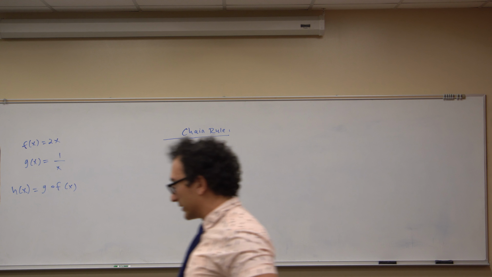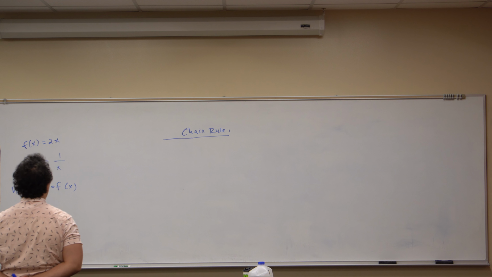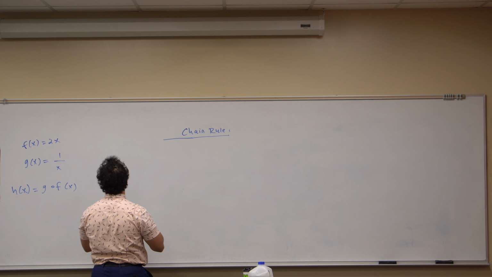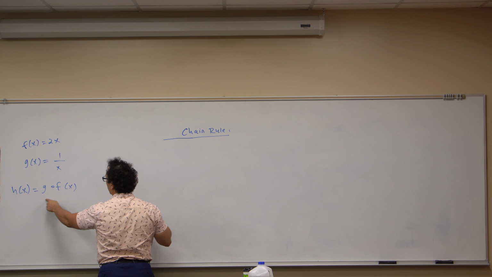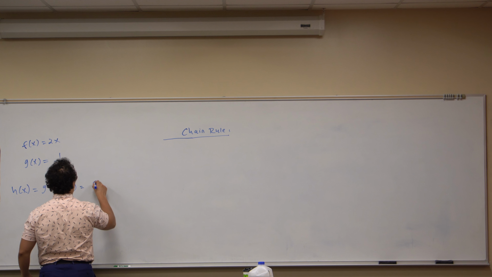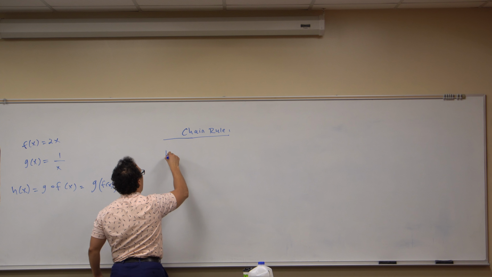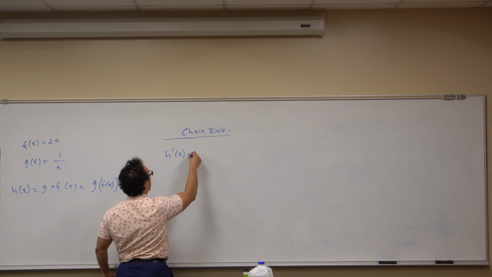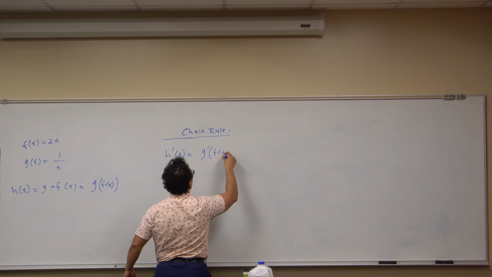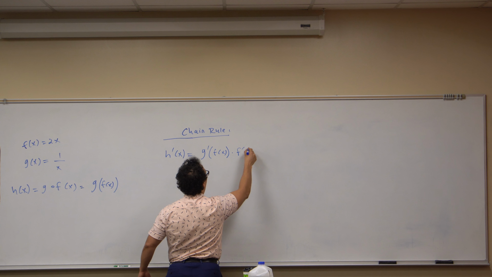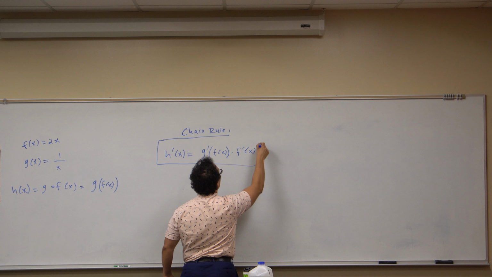And the chain rule states that given two functions f and g of x, if we define h to be their composition, meaning if we let h of x be f composed with g of x, which, recall, is equivalent to g of f of x, then their derivative, h prime of x, is equal to g prime of f of x multiplied times f prime of x. Now we will discuss what this means here, but this right here is the chain rule.